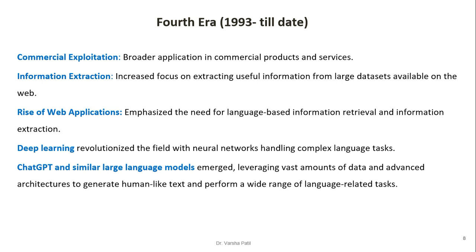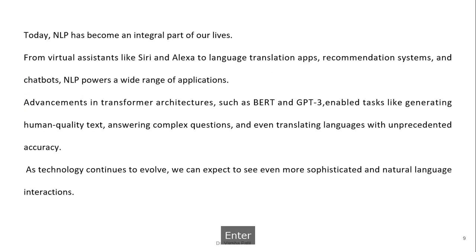Deep learning revolutionized the field, with neural networks handling complex language tasks. For example, ChatGPT and other similar large language models emerged, leveraging vast amounts of data and advanced architectures to generate human-like text and perform a wide range of language-related tasks.